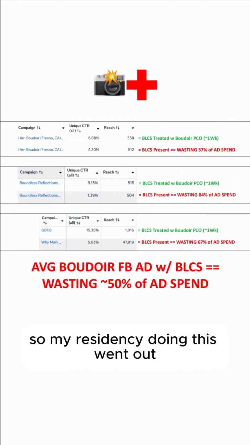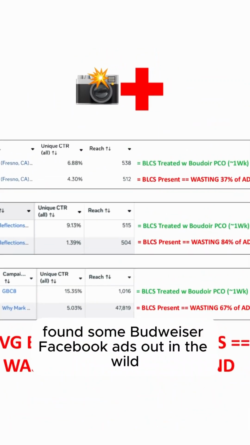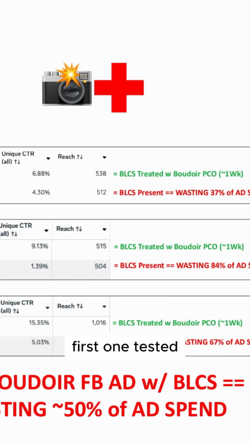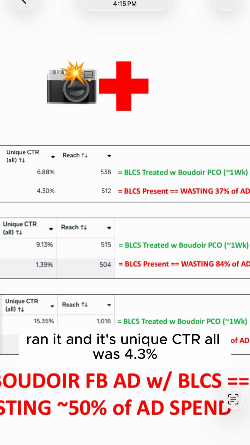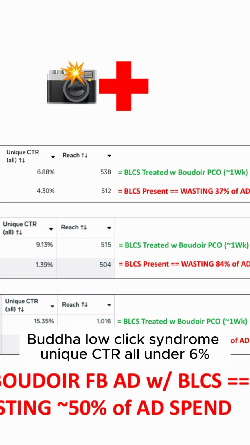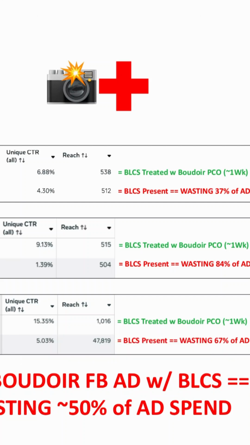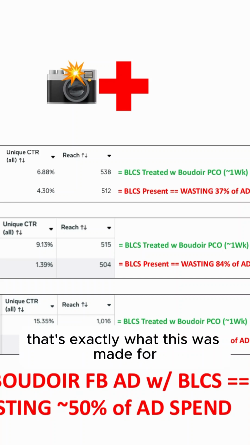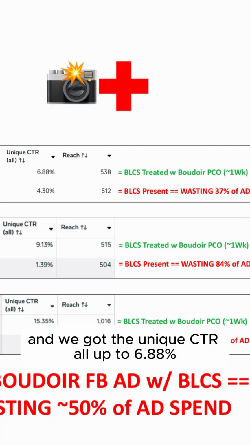So in my residency doing this, I went out, found some boudoir Facebook ads out in the wild, and brought them back to my hospital. The first one, I tested and ran it, and found its unique CTR was 4.3%. So under 6%, we know that BLCS is present: boudoir low click syndrome, unique CTR under 6%. That's fine. We'll treat it with Boudoir Pico. That's exactly what this was made for. And we got the unique CTR up to 6.88%.